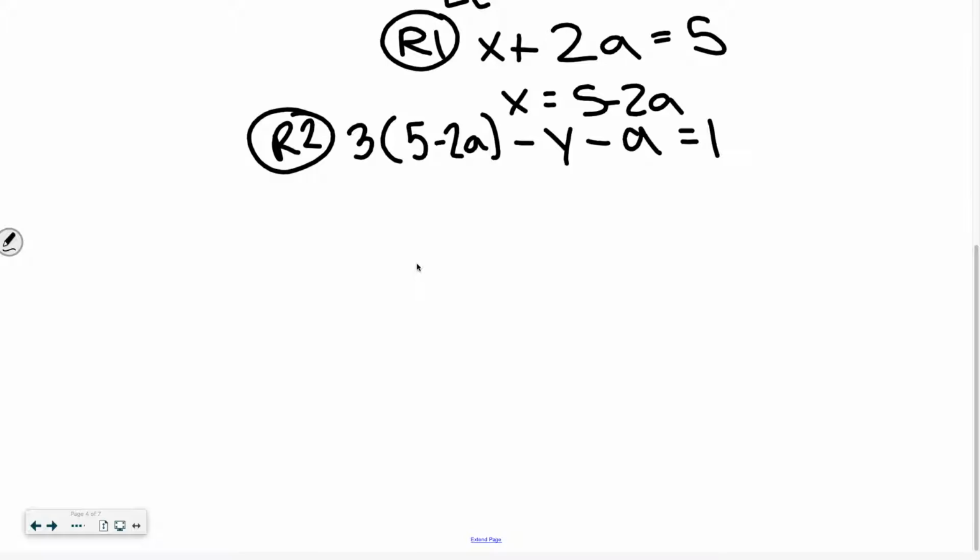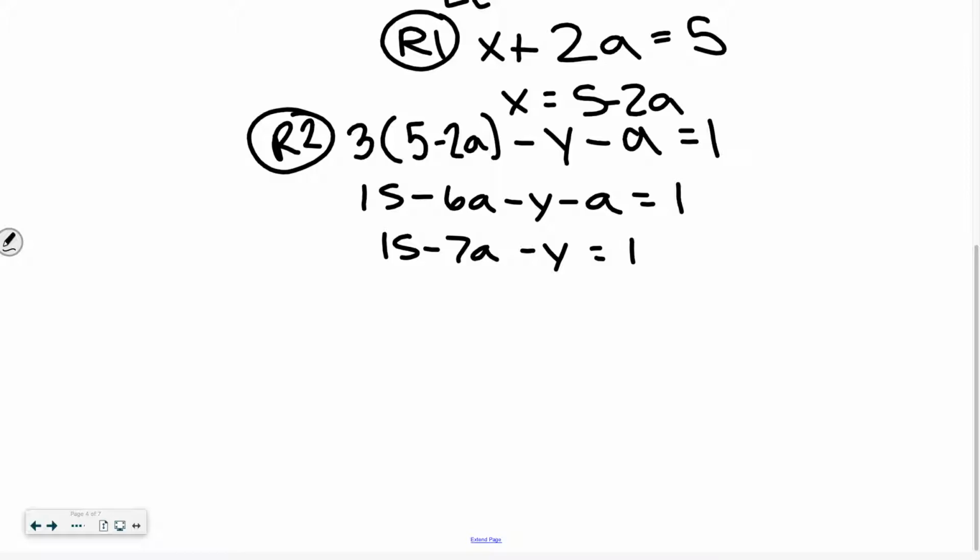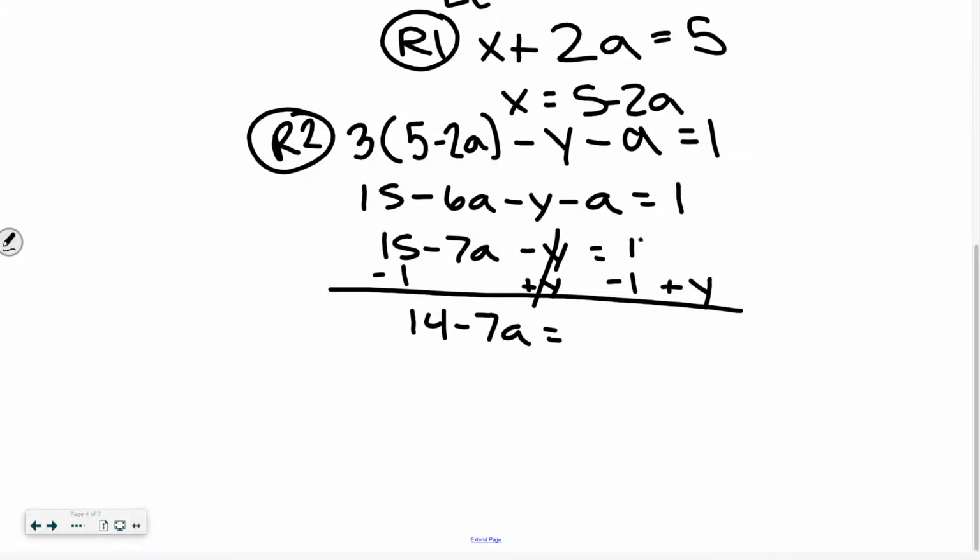The only variable that should still be a letter is the one that you're trying to find. So we're trying to find y. So I should only see y's in here. I shouldn't see x's and z's anymore. I want everything in terms of a. And so then I simplify: 15 minus 6a minus y minus a equals 1. That's 15 minus 7a minus y equals 1. And since I'm trying to solve for y, I'm just going to go ahead and add y to both sides, and then subtract this 1 over to the other side. That way I get 14 minus 7a equals y.